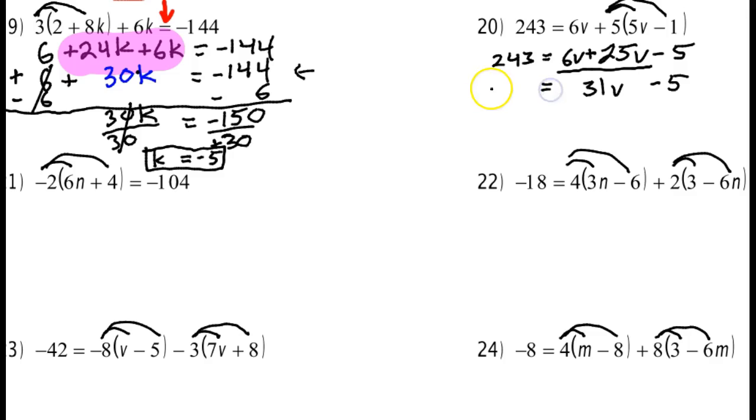Now, if anything else, focus on your organization on your paper. You notice how I don't squeeze everything together. I kind of combine these two together and put 31v in the middle. The negative 5 I drop straight down. It's not like moved over to the left, but keeping it very organized. If anything else, you can work on that.